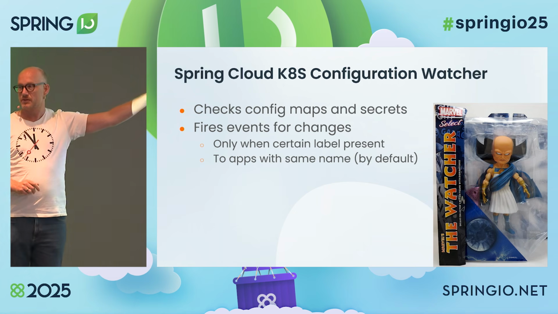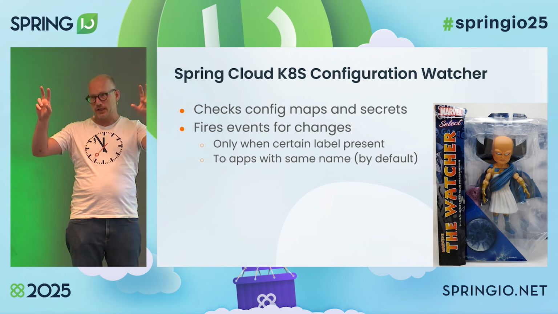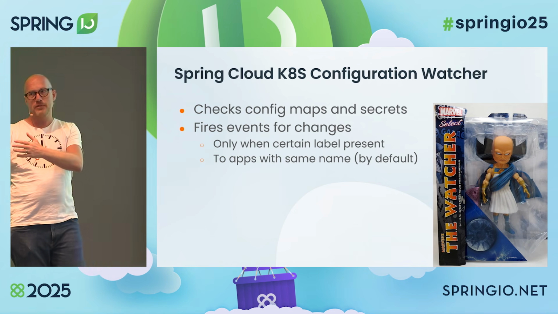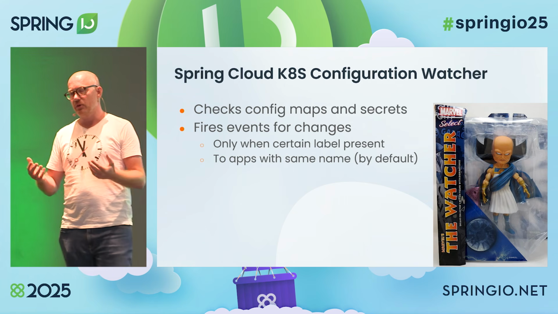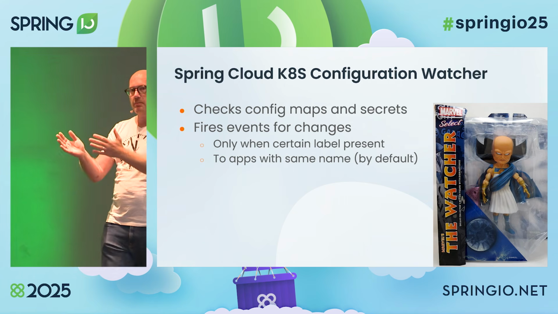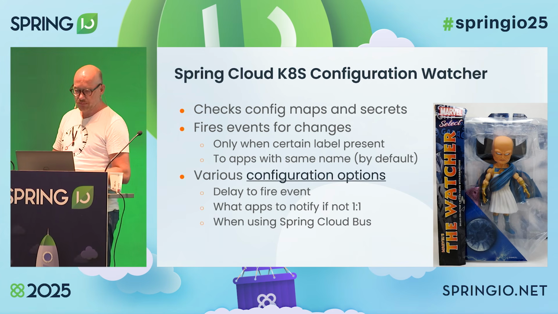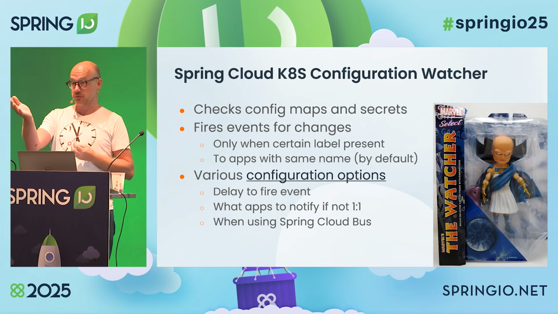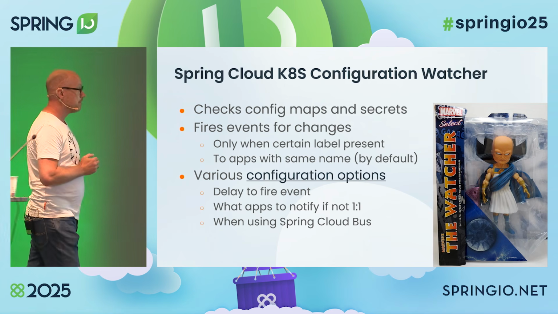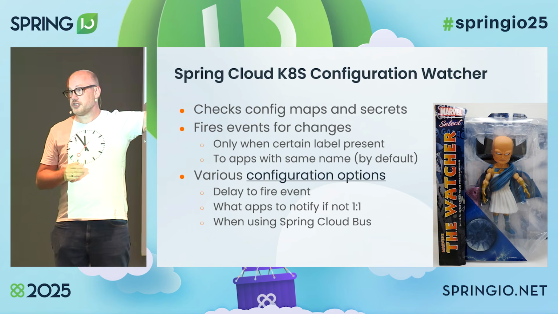If that label exists, and it finds a config map, and the config map is called my application, it will assume that you also have an application running in a deployment that is called my application. So it must be the configuration for that application. And then, by default, it calls the actuator refresh endpoint, or it can use Spring Cloud Bus, if that's what you're using. It has various configuration options. You don't typically have to build this thing by itself.